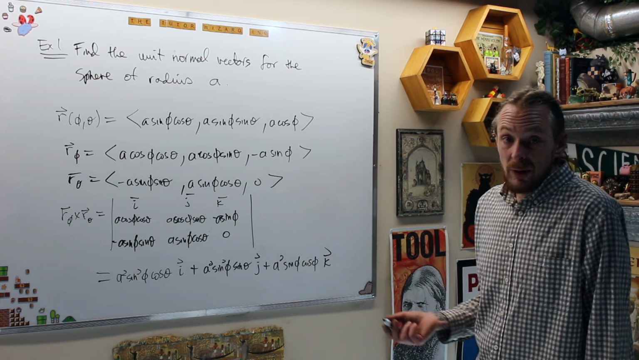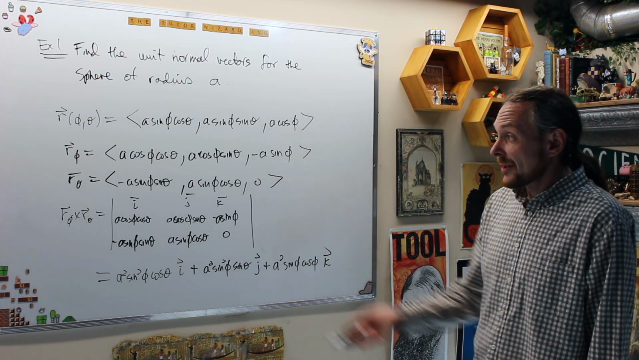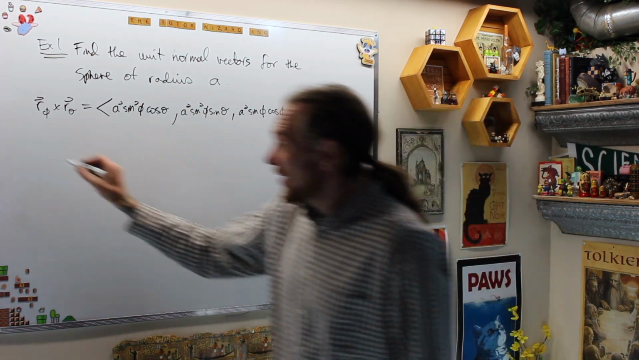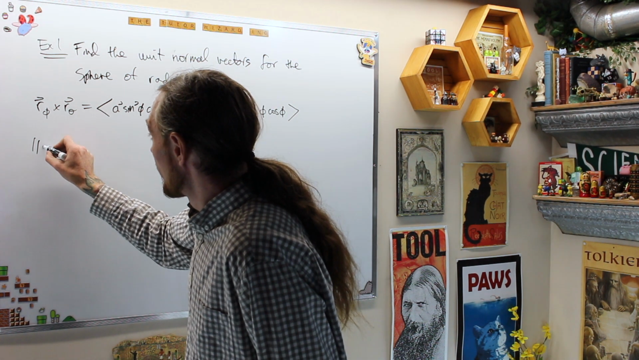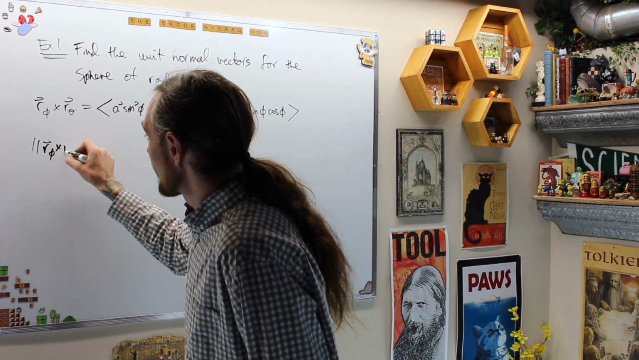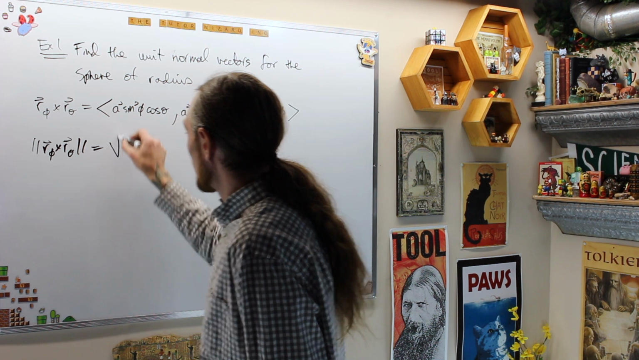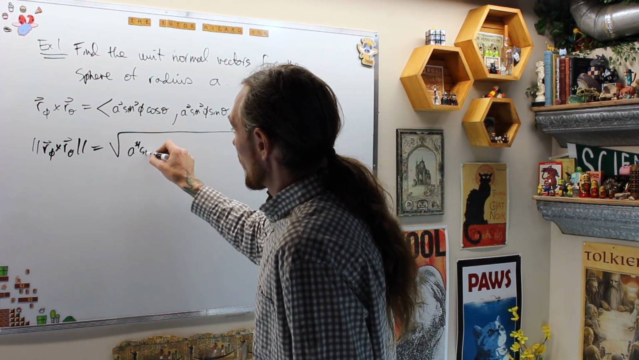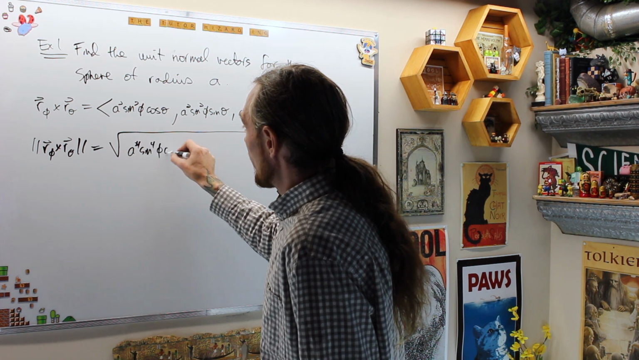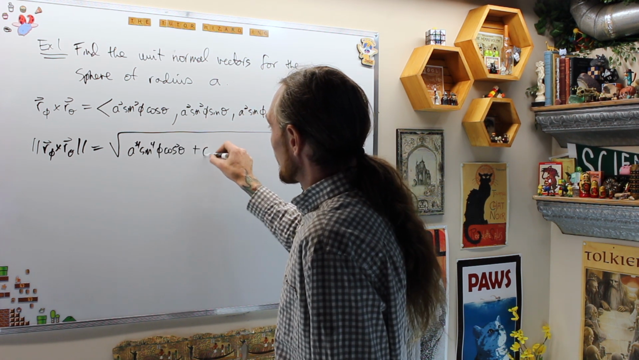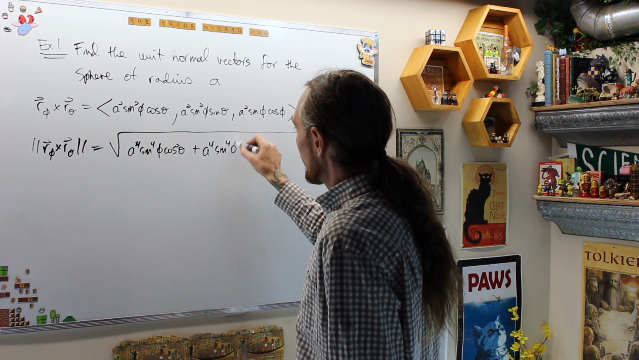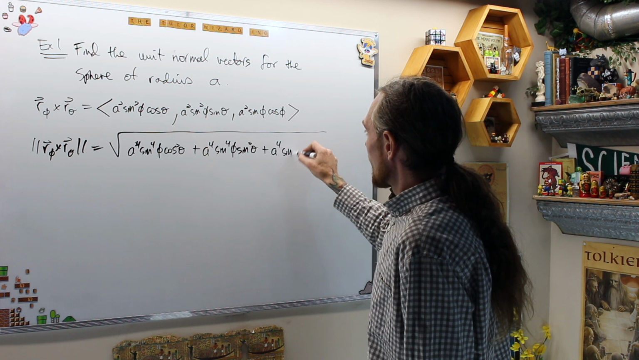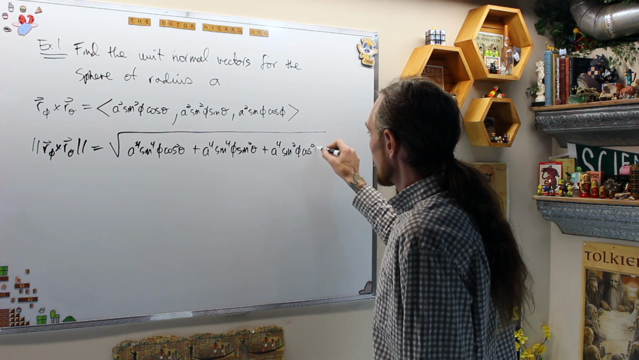That gives me my vector, and then what do I need? I need the norm of that vector now too, so let's move that up. Now we have r phi cross r theta. I need the norm of that to create the normal vector. That's going to be the norm of r phi cross r theta. It's going to be the square root of a to the 4 sine to the 4 phi cos squared theta plus a to the 4 sine to the 4 phi sine squared theta plus a to the 4 sine squared phi cos squared phi.